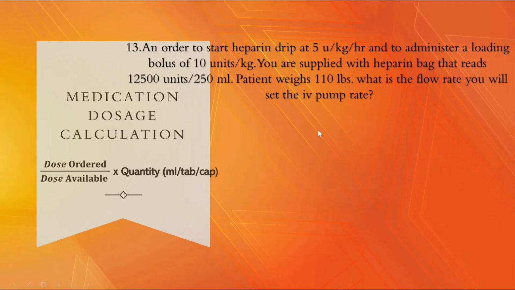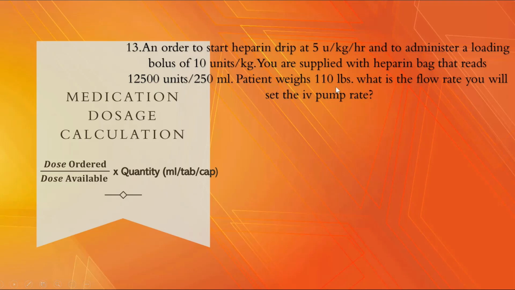Next question. An order to start heparin drip at 5 units per kg per hour. So that's the order dose. Again, it's a weight-based medicine. And to administer a bolus of 10 units per kg. So before starting the drip, you have to give the bolus. You are supplied with heparin bag that reads 12,500 units per 250 ml. So the dose available is 12,500 units and quantity is 250 ml.